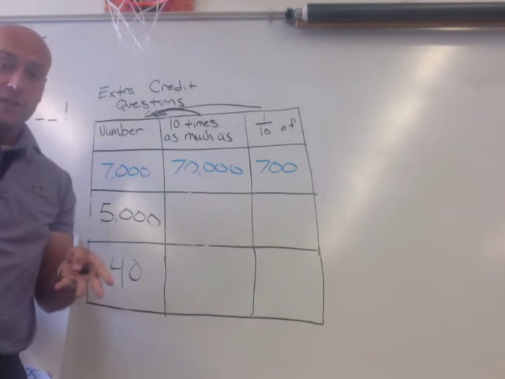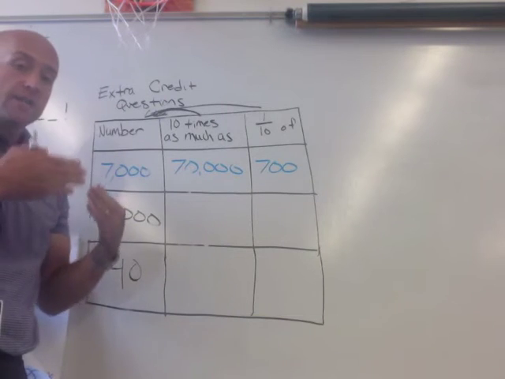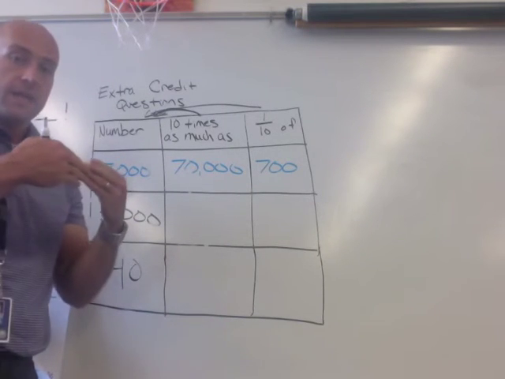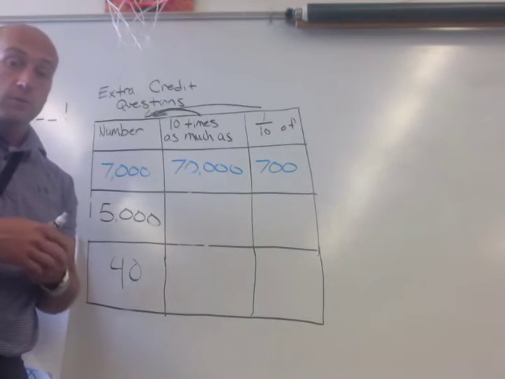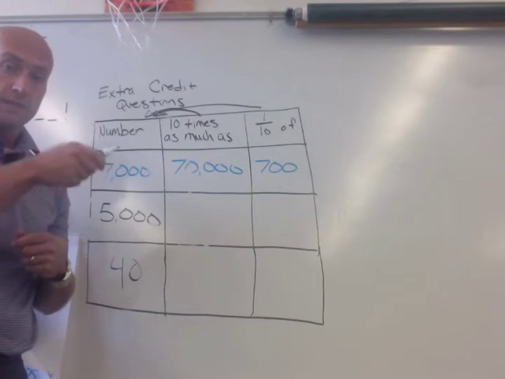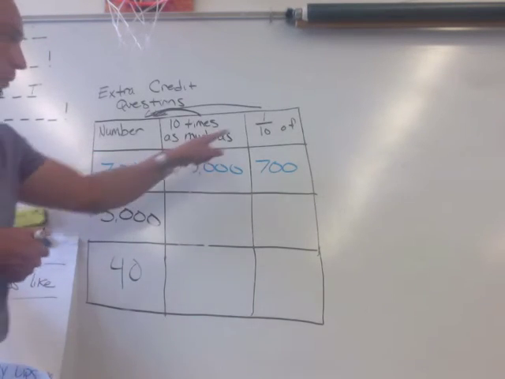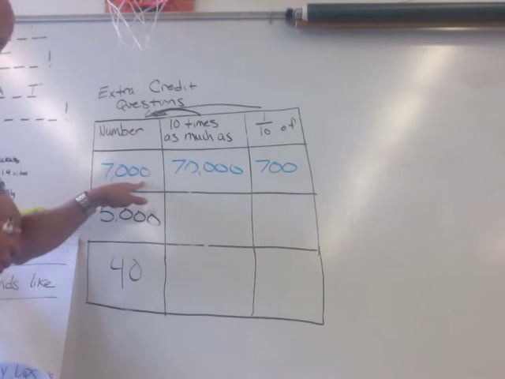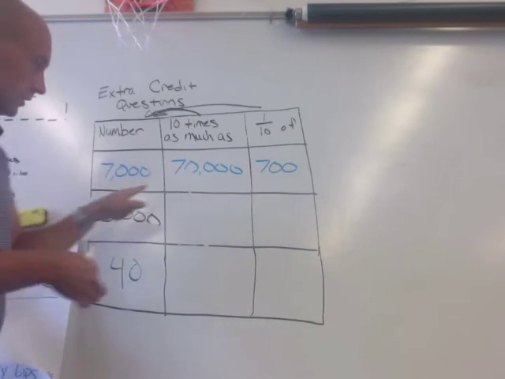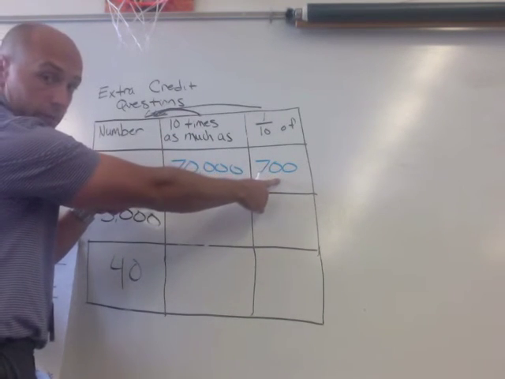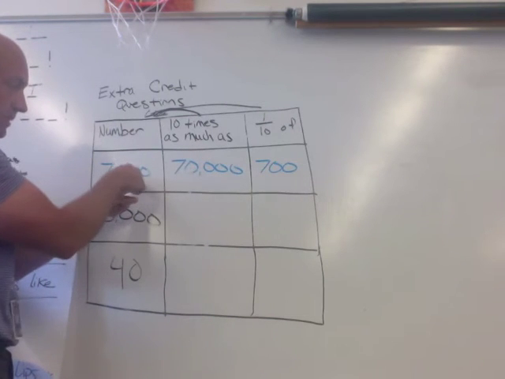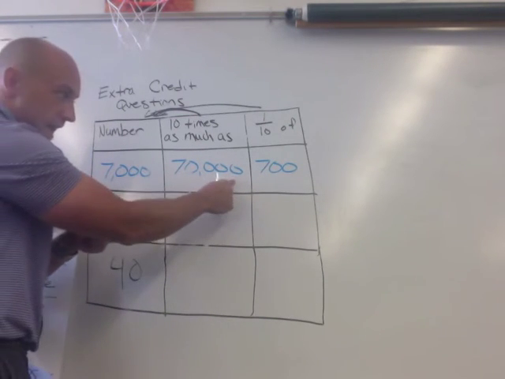So when we divide by 10, it's kind of the opposite of when you multiply by 10. When you multiply by 10, you add a 0. When you divide by 10, you take away a 0. And we'll talk about this later, but you're moving the decimal. So 1/10 of 7,000 is 700. Look, we just took away a 0 from it. And 10 times as much as 7,000 is 70,000. We just added a 0.